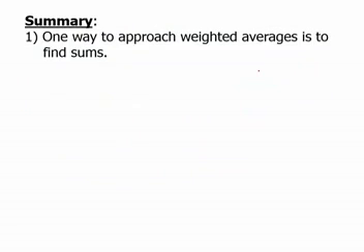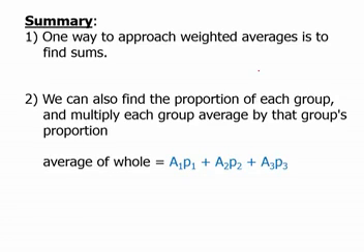So one way to find the weighted average is to find the sums. Find the sum of the first group, add the sum of the second group, add over all the groups if we have more than 2 groups, and then you'll get the total sum. You can just divide the total sum by the number of individuals.